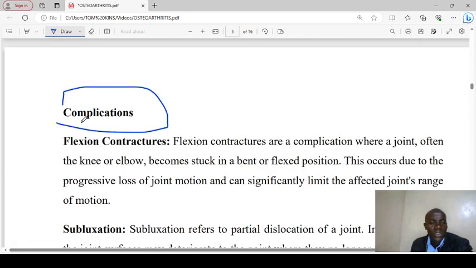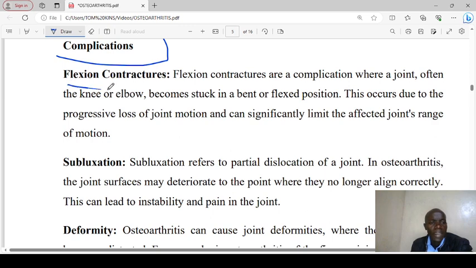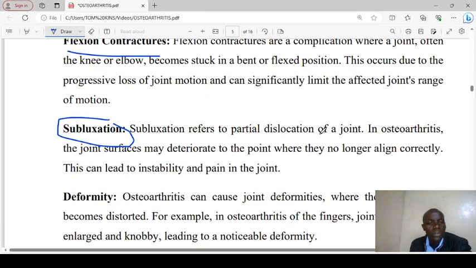Complications of osteoarthritis. Number one, we have flexion contractures. Flexion contractures are a complication where a joint, often the knee or the elbow, becomes stuck in a bent or flexed position. This occurs due to the progressive loss of joint motion and can significantly affect the joint's range of motion. We also have subluxation, and this refers to partial dislocation of a joint.